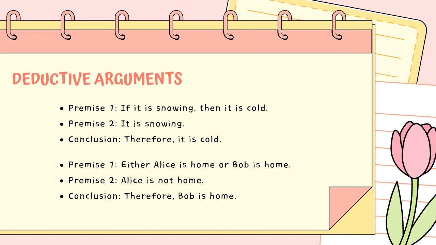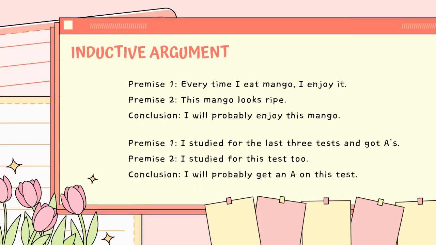Another example, premise 1, either Alice is home or Bob is home. Premise 2, Alice is not home. Conclusion, therefore Bob is home. Premise 1, it also implies general, while the premise 2 is specific. That's why it is deductive arguments. Ang inductive argument naman is kabaligtaran. It is specific to general.